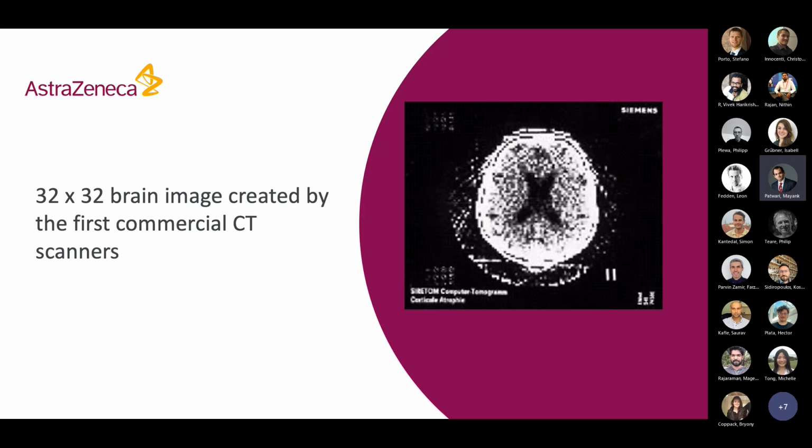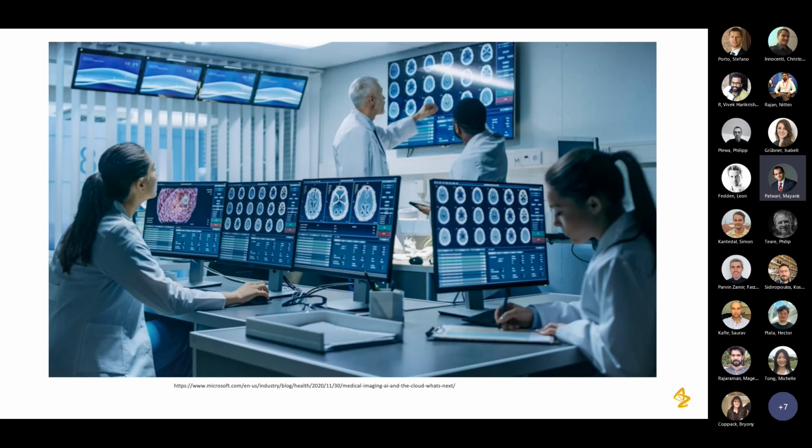This, what we see here, is a 32 by 32 brain image created by one of the first commercial CT scanners. As you can observe, one can see an axial image of the brain, so a cross-section rather than just a straight-on image. Naturally, with time, technology evolves. You used to have this, say, in the 1970s. What you have today is a bit more advanced.